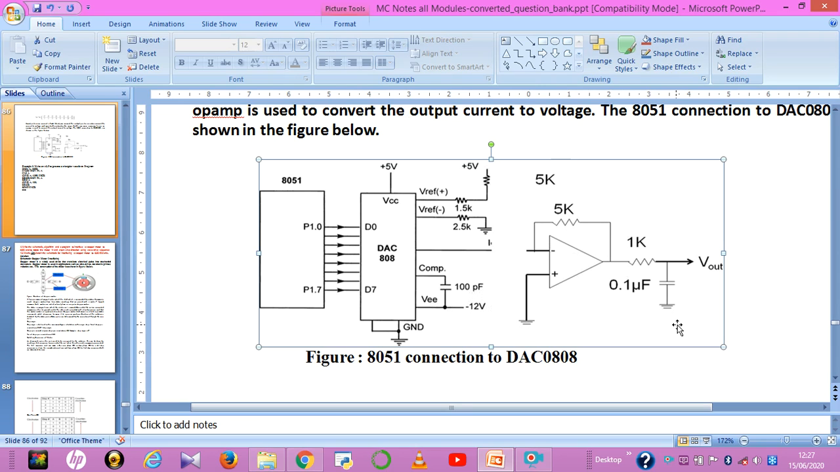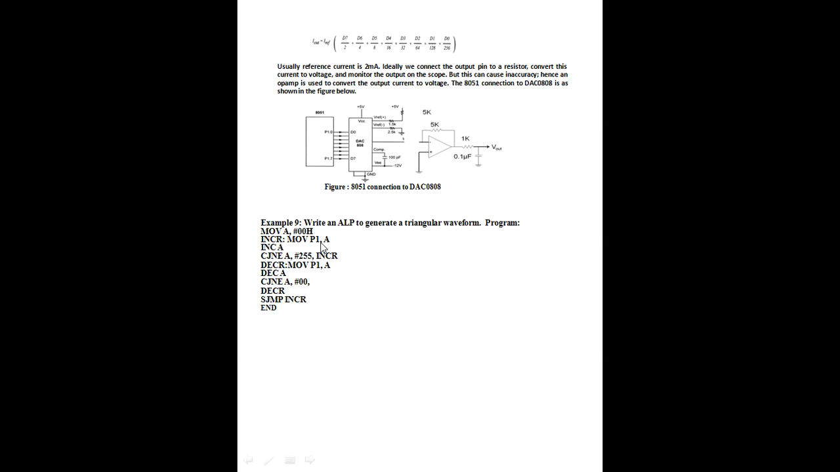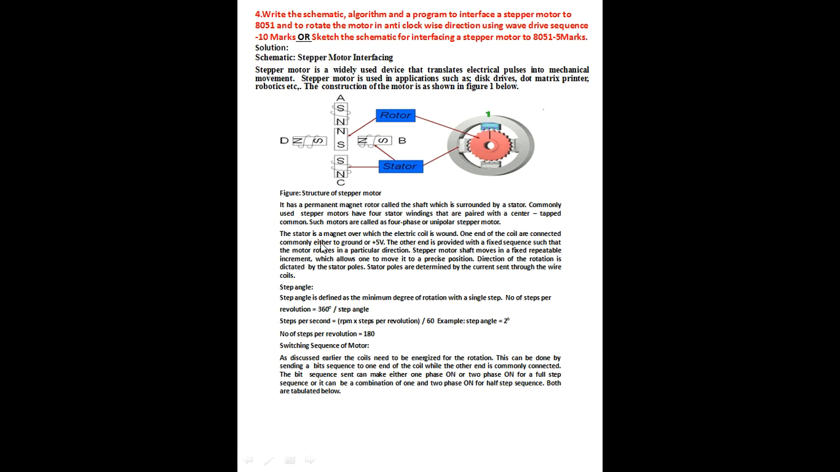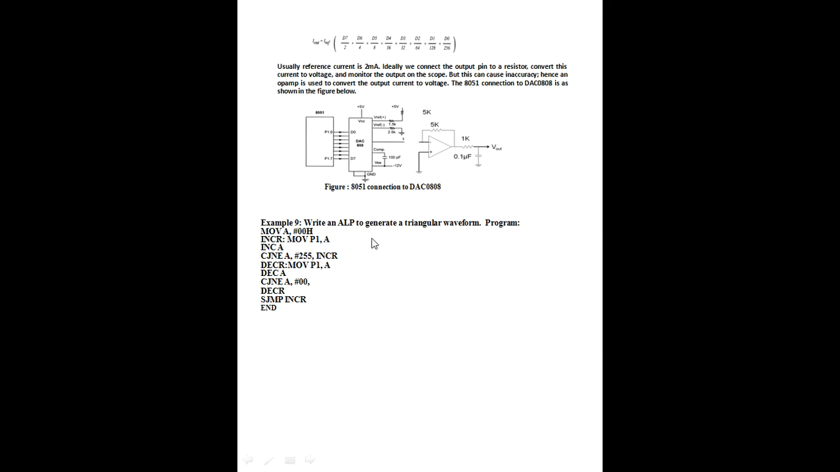This is the connection of 8051 to the DAC 0808. Now we'll see the assembly language program to generate a triangular waveform. The program is MOV A, #00. It's the starting point of the triangular wave. Already you have seen the triangular waveform. It starts with 0 and then the peak value, the maximum in 8051, is FF.